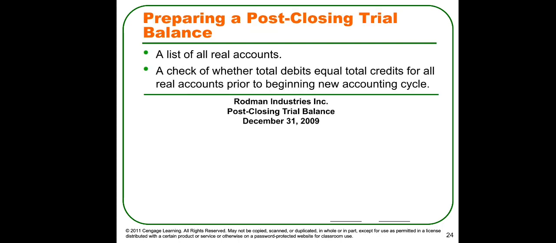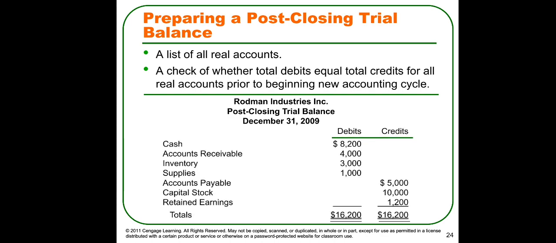And then you have to prepare a post-closing trial balance. In this trial balance, you have to list all the real accounts. Real accounts are accounts related to assets, liabilities, and capital, and also retained earnings. Okay.